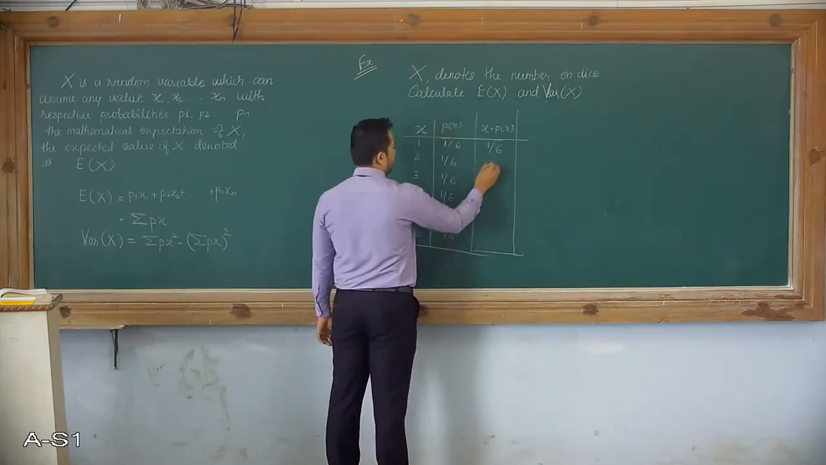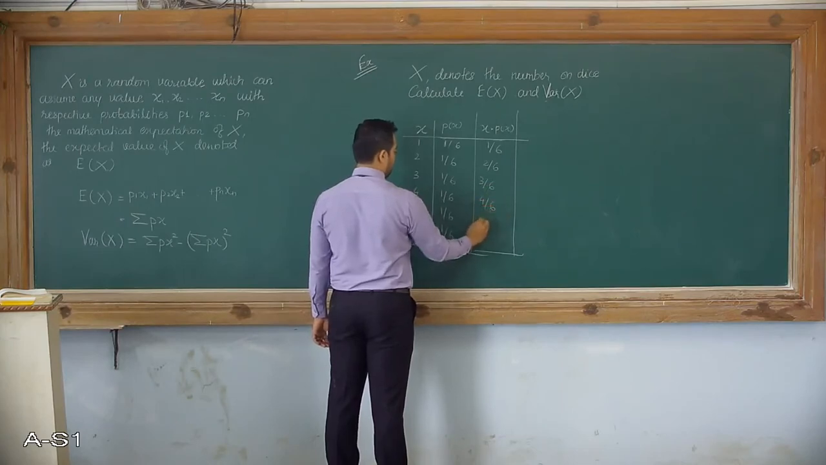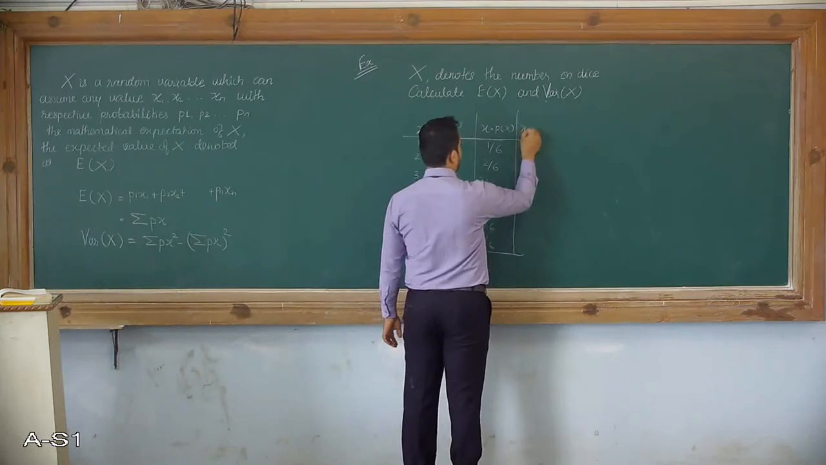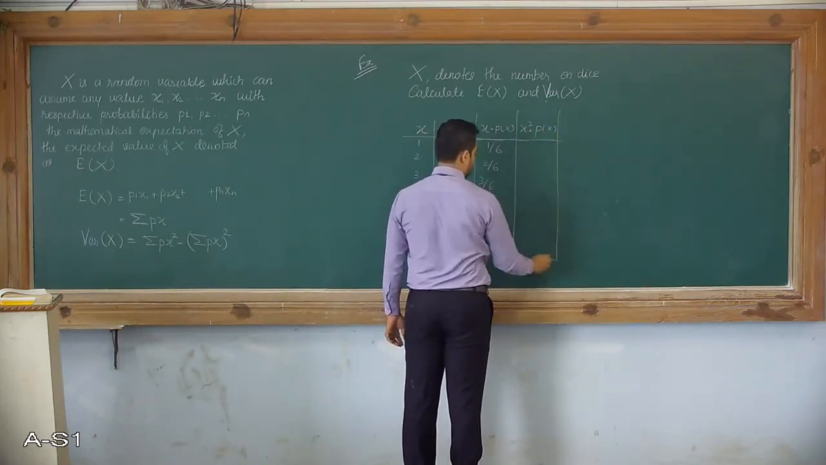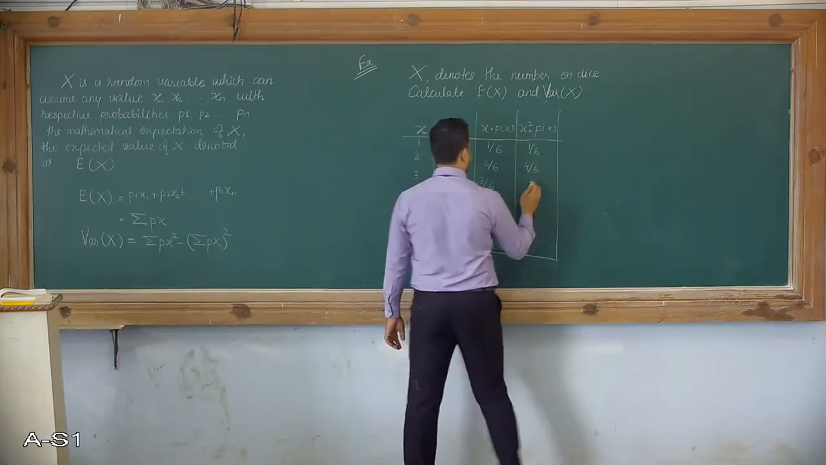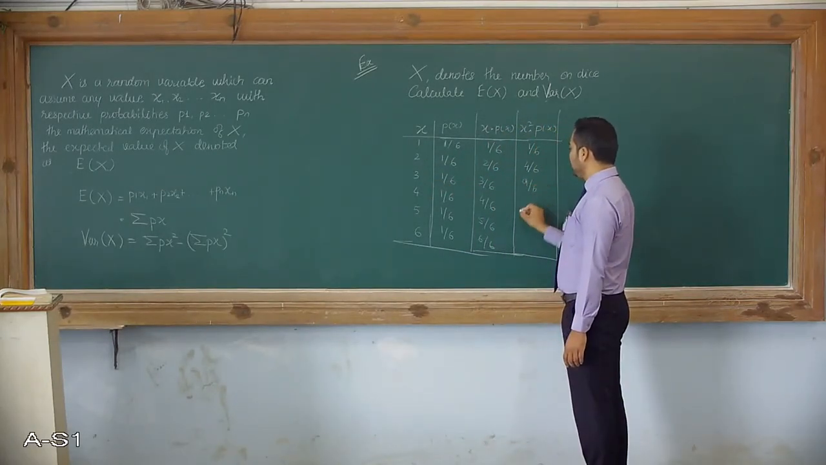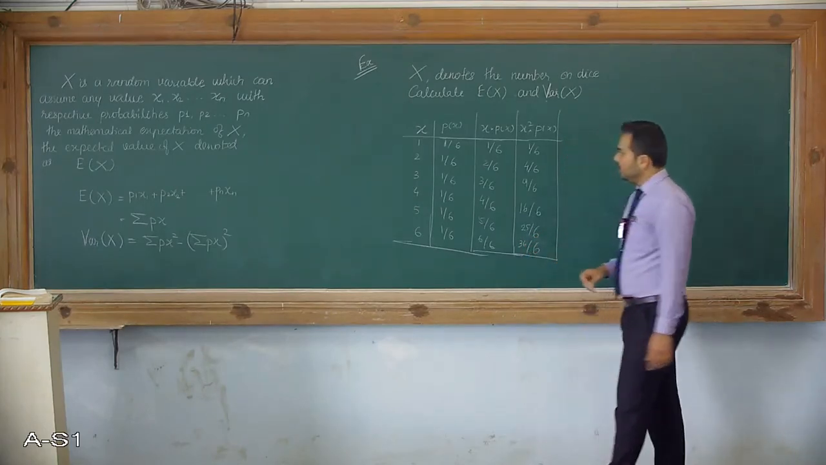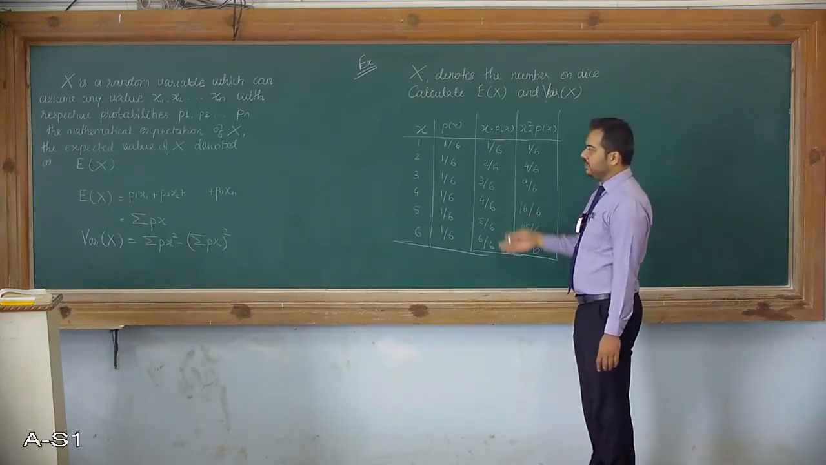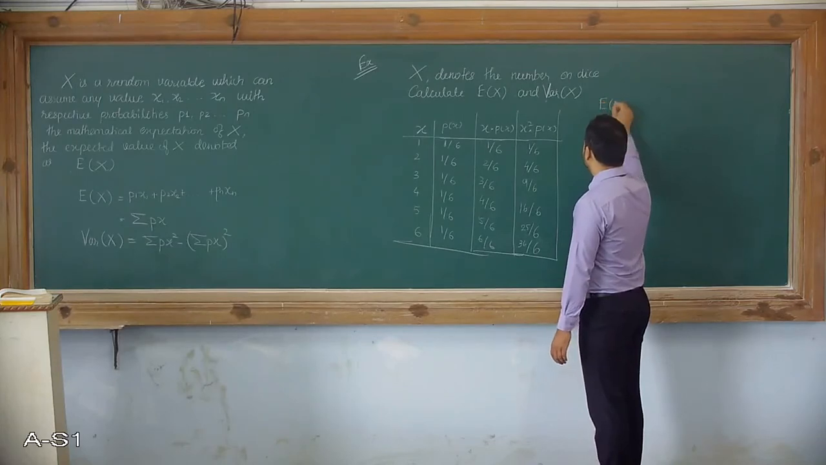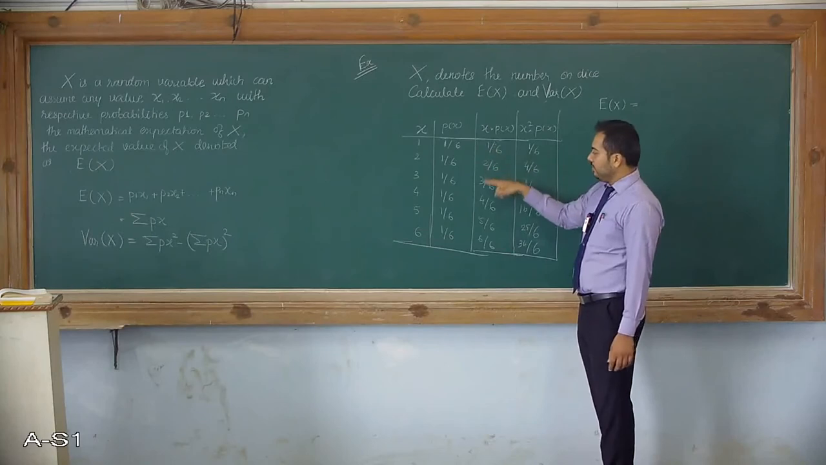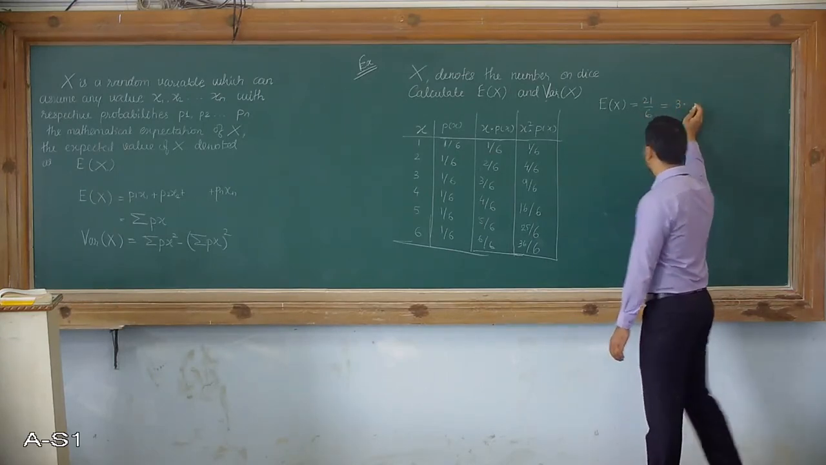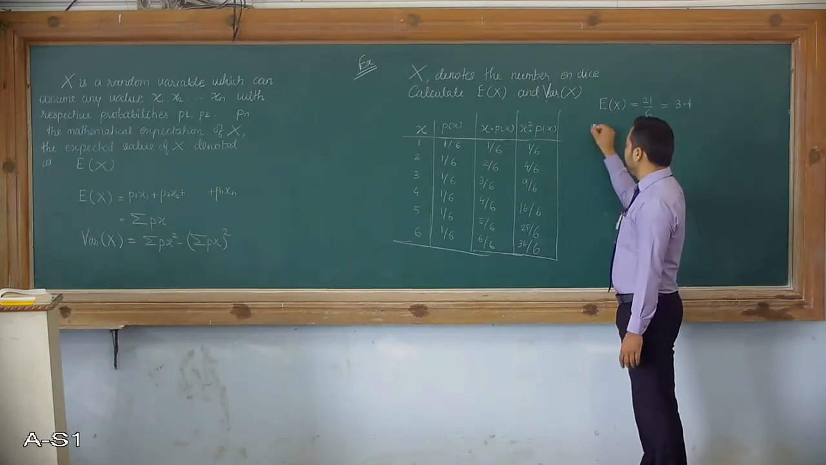So we get these values. Then the next thing, X square has to be multiplied with P of X, that is, with all the probabilities. So X is 3, its square is 9, 4 square is 16, 5 square is 25, and 6 square is 36. Then we need to find the summation of X P of X, which is nothing but our expected value of X. So expected value of X is the summation of all these: 1 plus 2, 3 plus 3, 6 plus 4, 10 plus 5, 15 plus 6, 21. So it's 21 divided by 6, which gives you 3 point something, say 3.4.